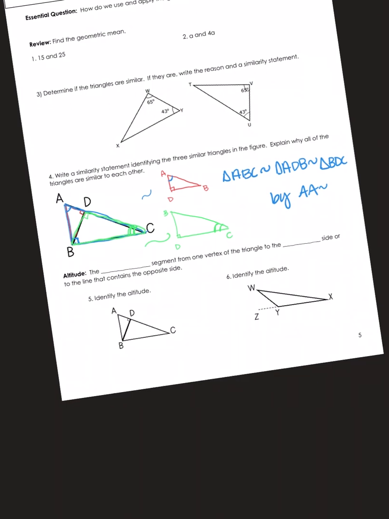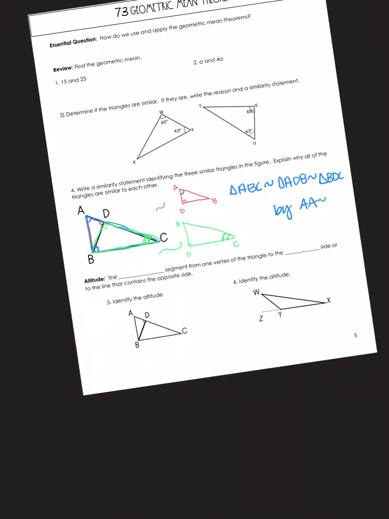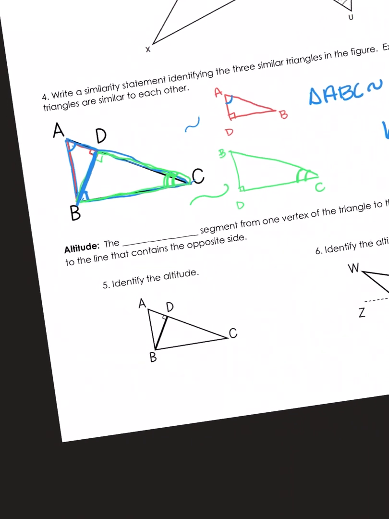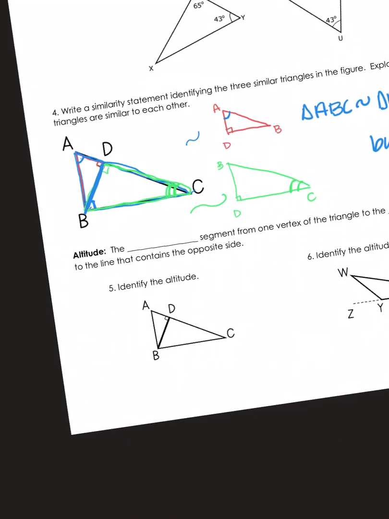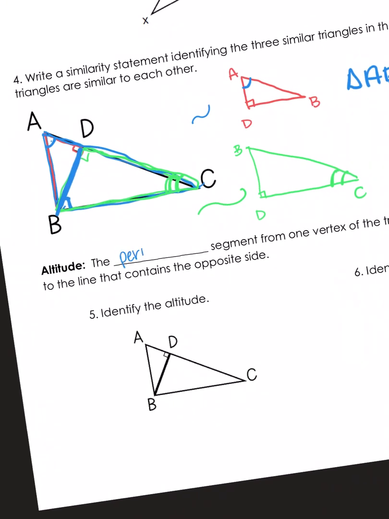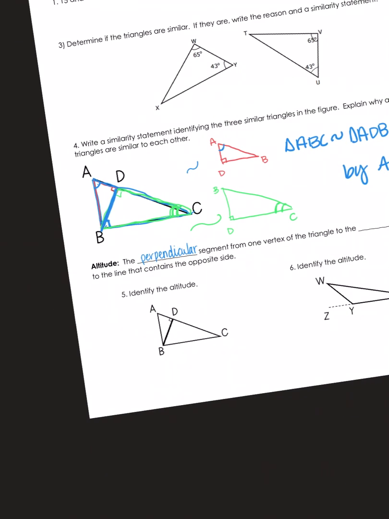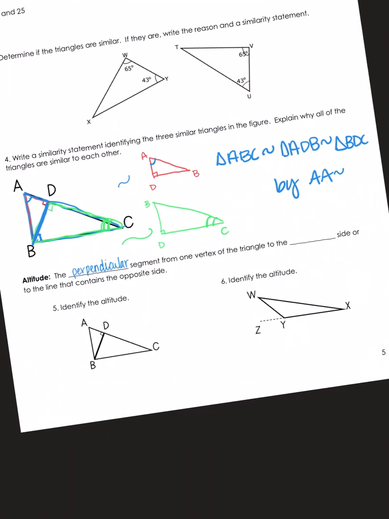Okay, so as it turns out, this line that's causing these right triangles to all be similar to one another is a very specific line, and it's called the altitude. So let's take a look at what an altitude is real quickly. So the altitude is the perpendicular segment, so the perpendicular from one vertex of a triangle to the opposite side, or the line containing the opposite side. And I'll explain what I mean by that in just a second, okay?